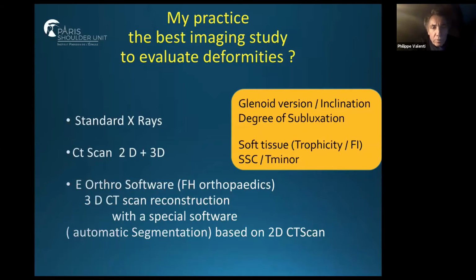And it's important to evaluate the bone deformity, but it's very important to evaluate the soft tissue. For us, it's very important to evaluate the teres minor for the external rotation, but the subscapularis is also very important for the strength in medial rotation. And with the CT scan or T1, you can evaluate the soft tissue and the bone deformity.